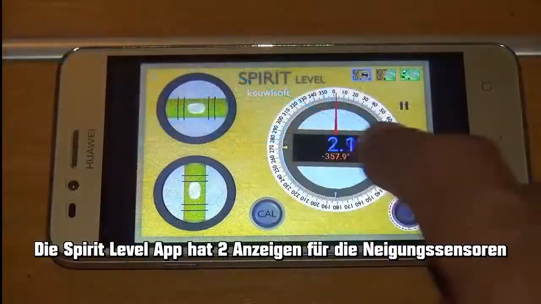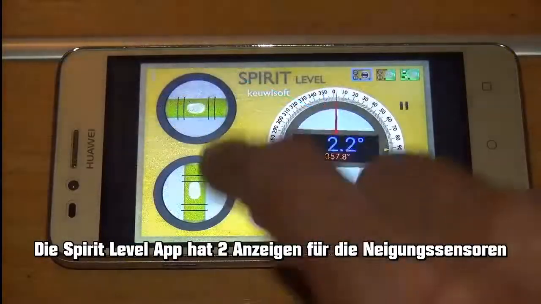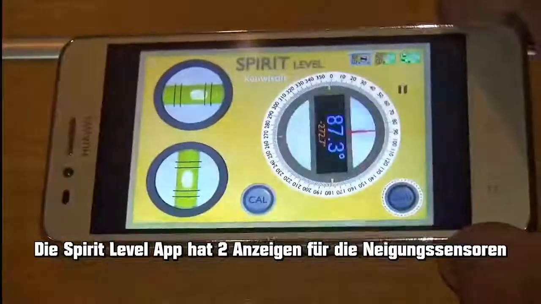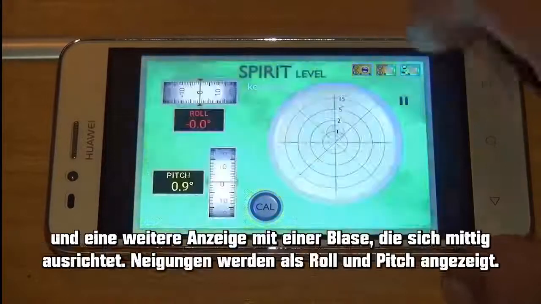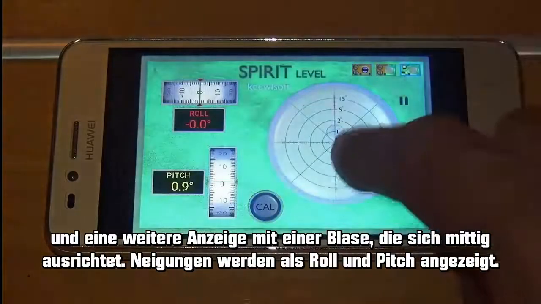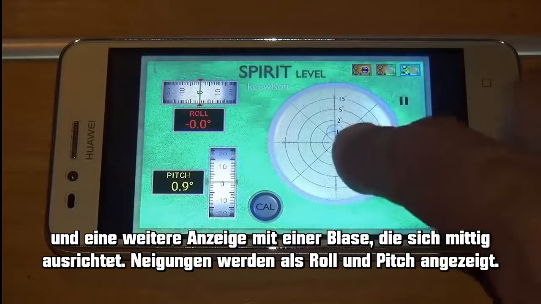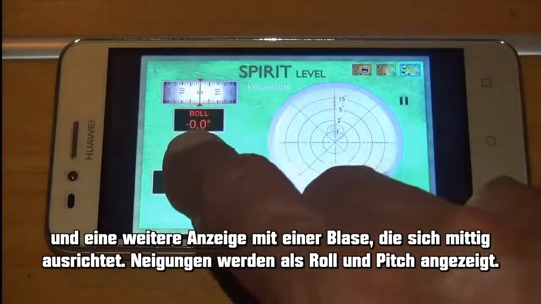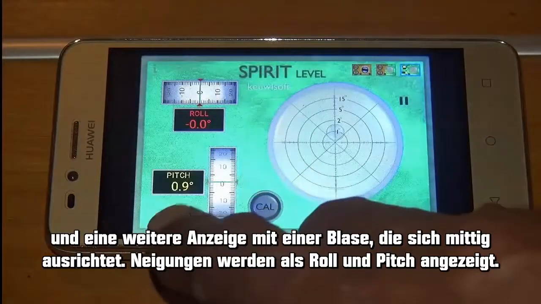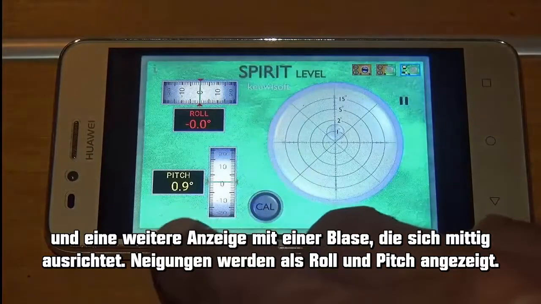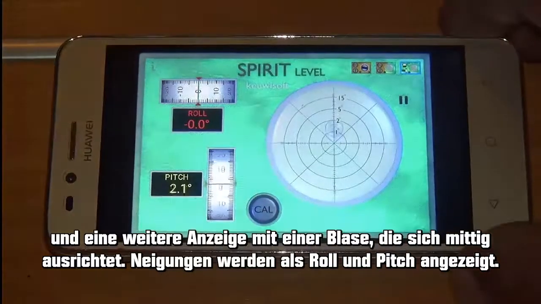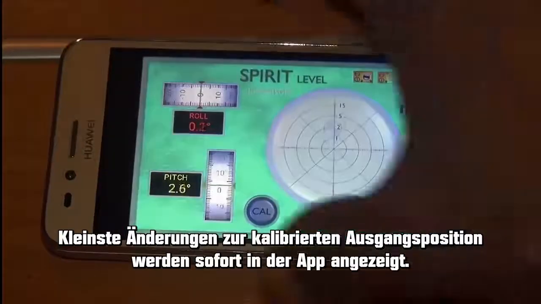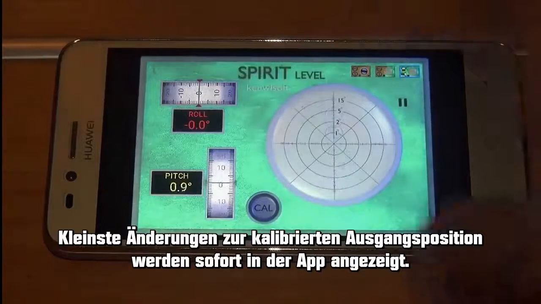This Spirit Level app has two interfaces. This one here showing level, which changes if we just move it slightly, and this one with another bubble level, which is pretty much center at the moment, but this also shows roll, which is reading at 0.0 degrees, and pitch, which is reading at 0.9 degrees, and any slight changes in those levels will be picked up by the app.